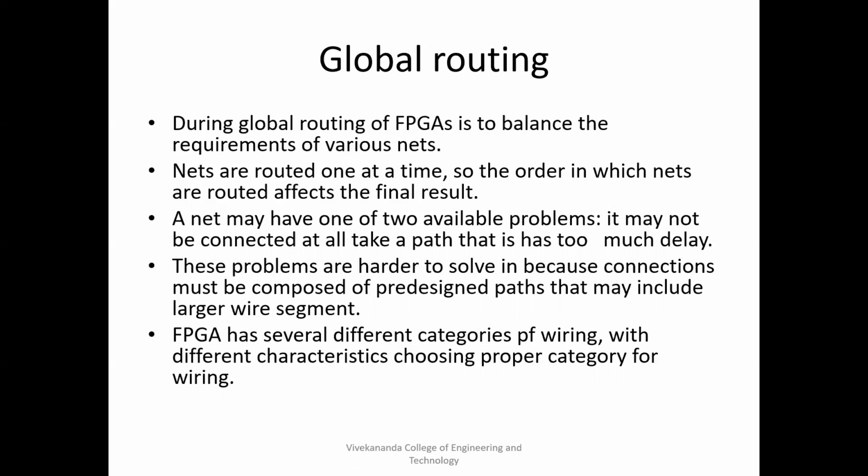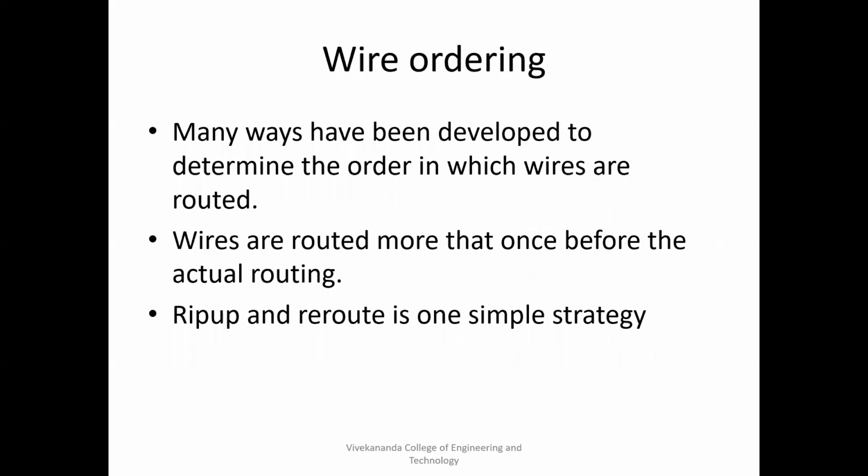Okay, so when you're routing, there are certain problems: either it will give too much delay, or there is no connection at all among them. There are many ways to determine the order in which wires have to be connected or routed. Rip up and reroute is the simplest strategy for choosing the order in which the wires, or the cells, have to be connected.